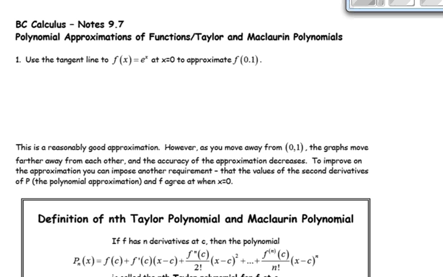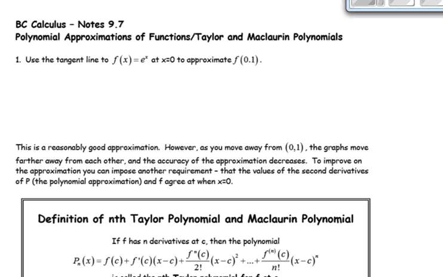This video will cover section 9.7, which is talking about polynomial approximations of functions and Taylor and Maclaurin polynomials. So first of all, we've done a polynomial approximation of functions before. And so let's go back and see how this looks.